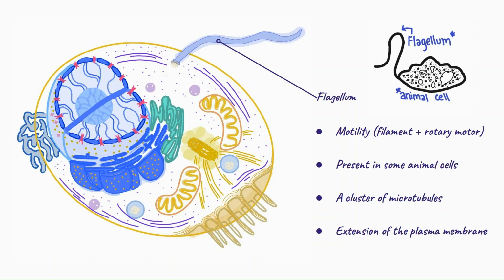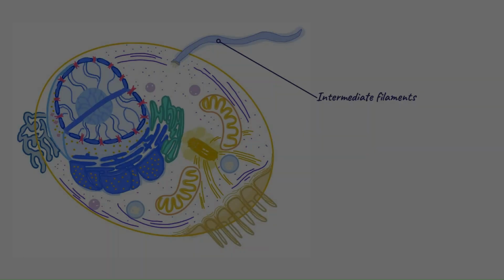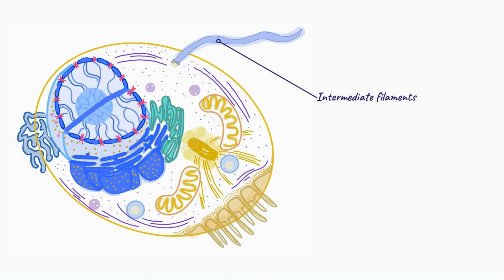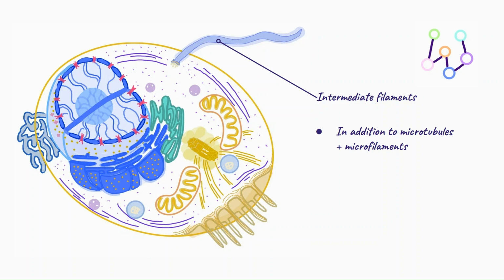Lastly, we have intermediate filaments. These are in addition to microtubules and microfilaments. And these are components of the cytoskeleton. They reinforce the cell's shape and movement and are composed of mostly different kinds of protein subunits called keratins.